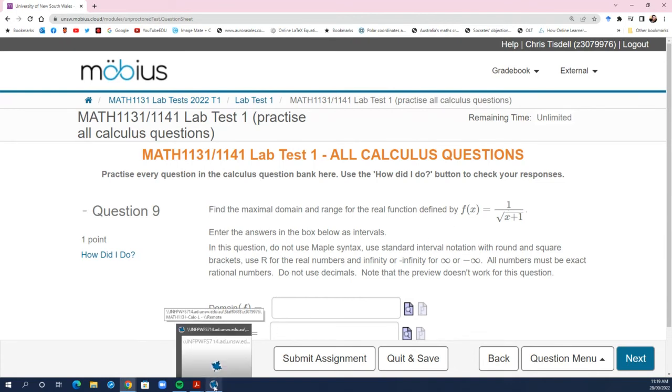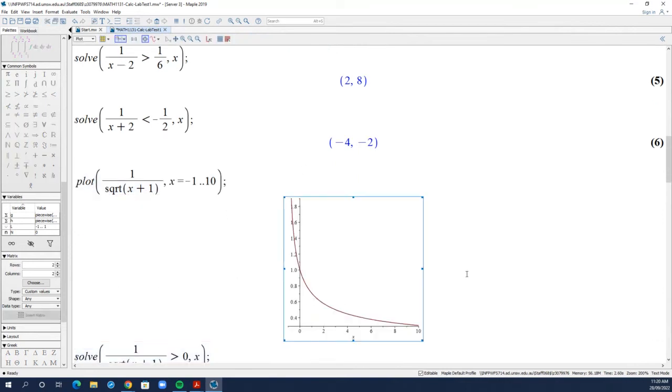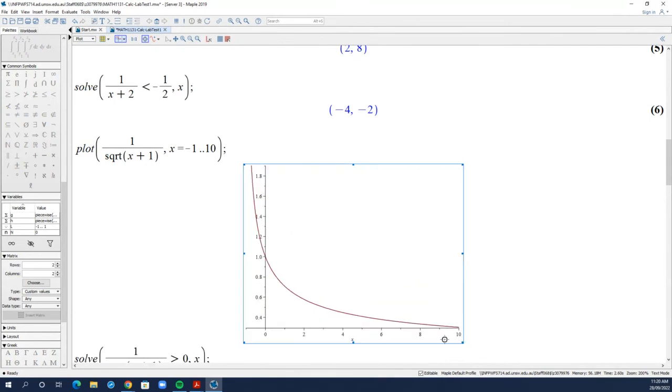Okay, so if I go in here, I'm using the plot command down here, and I'm just going to plot it. I can even make that a bit bigger for everyone at home. Okay, so you can see the function is defined from x equals -1 off to positive infinity, right? So based on that picture, what would the domain of this function be?